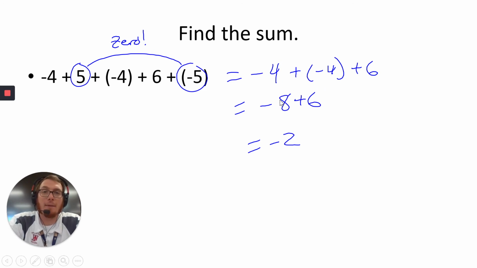Negative 4 and negative 4 make negative 8 because they're both negative. Add them up. And then plus 6, 1 negative, 1 positive. 8 minus 6 is 2, but it's negative because the bigger number was negative.